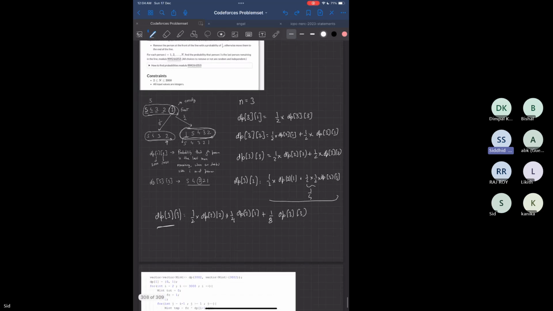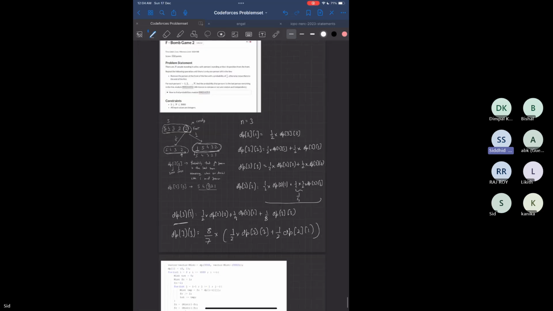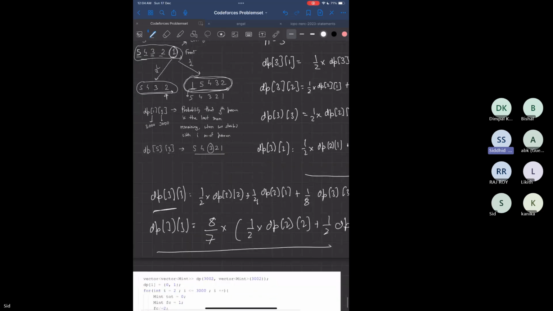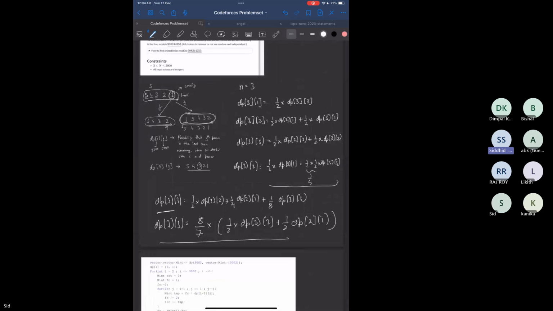What is dp33? dp33 becomes, we move 1 by 8 here, so we get 7 by 8 here, and then we move 7 by 8 to that side, so we get 8 by 7 into half into dp22 plus 1 by 4 into dp21. Okay, so from this we basically get a formula to calculate dp33.